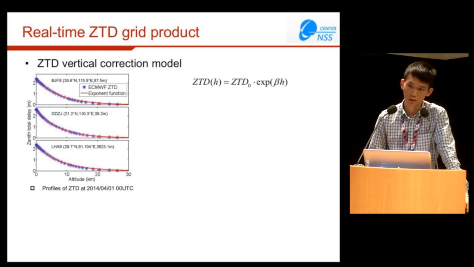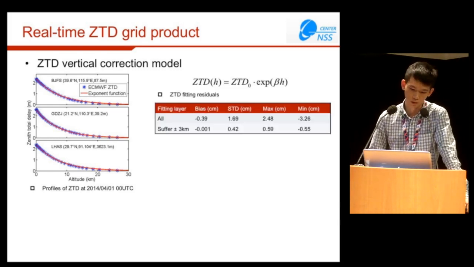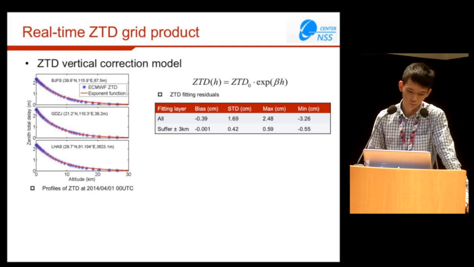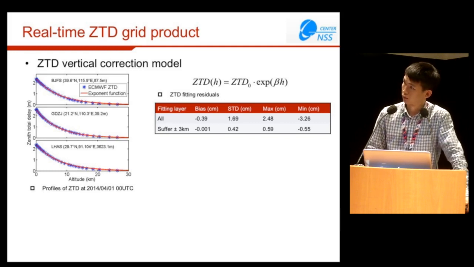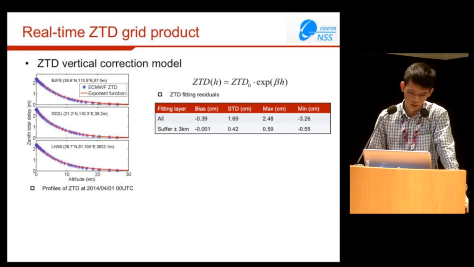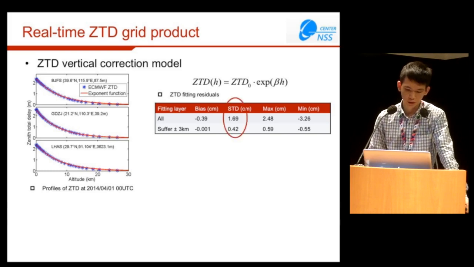But instead of fitting the whole ZTD profiles, considering the actual commonly used situation, we will only fit the ZTD within 3 kilometers from the ground surface. This is a typo here. It's surface, not surface. But anyway, we can find the STD of the fitting residual RMS reduced from 1.7 centimeters to 0.4 centimeters.